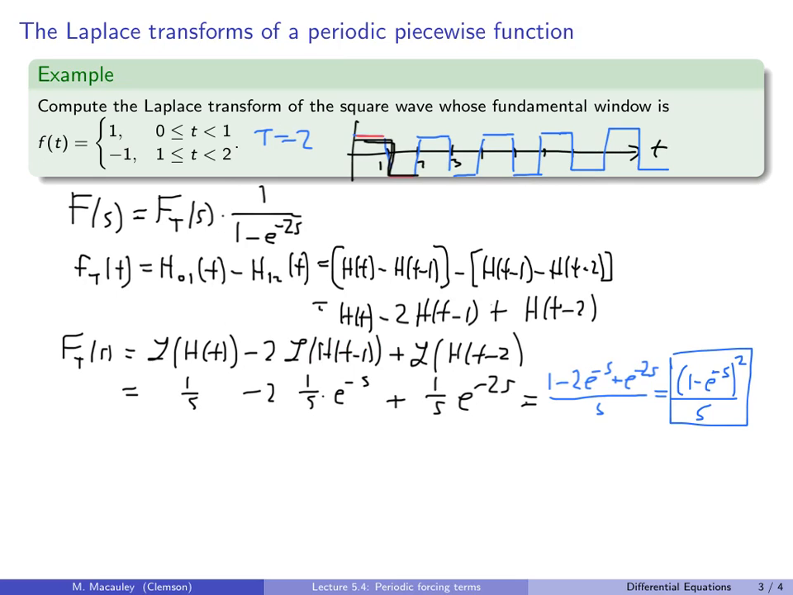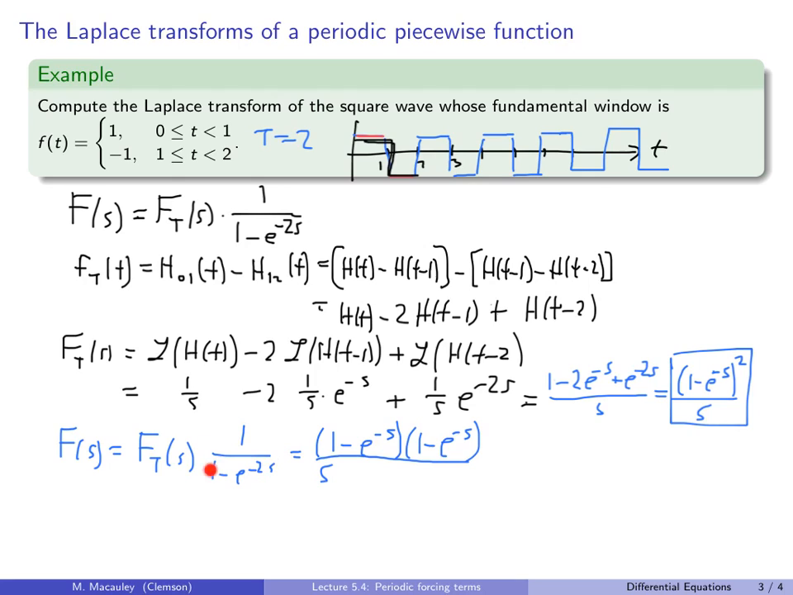Now we're almost done. All we have to do is multiply by this thing, and then let's simplify. The Laplace transform of the square wave is, again, the Laplace transform of the window times 1 over 1 minus e to the minus 2s. I'm going to write this out because I think something is going to cancel. 1 minus e to the minus s, squared, over s. And now I'm going to stick this thing right down here.